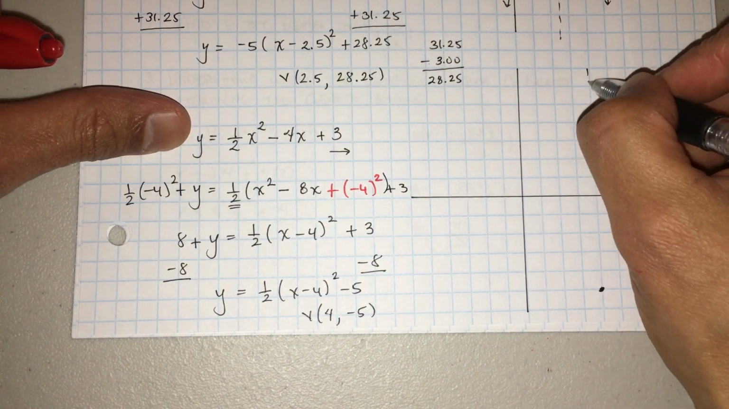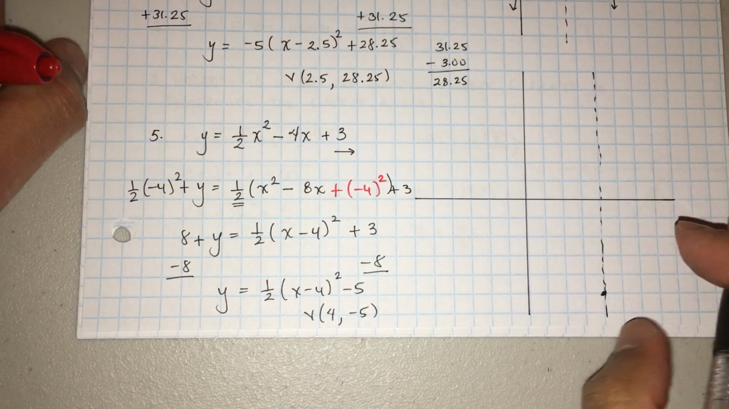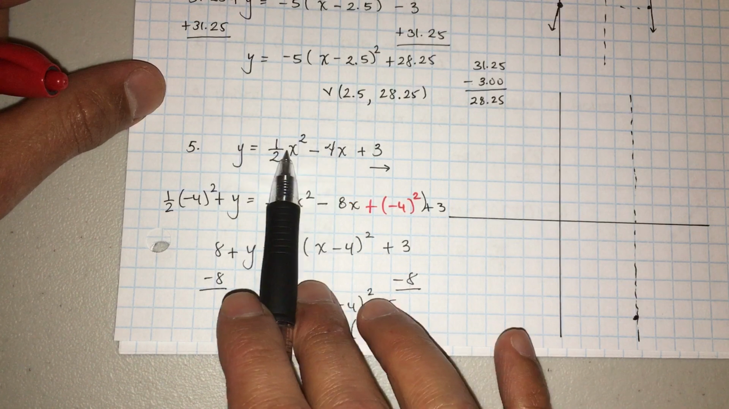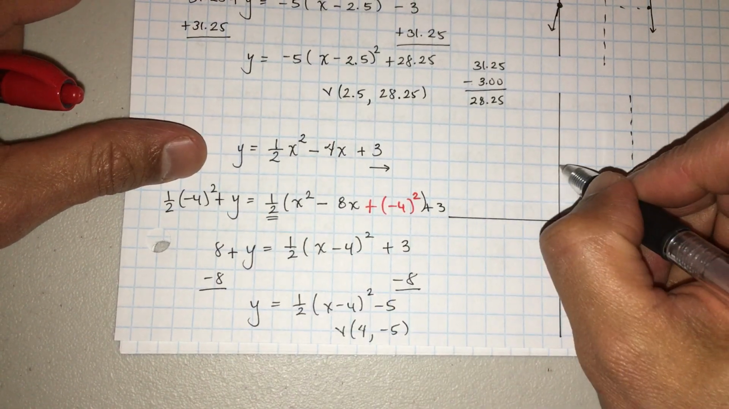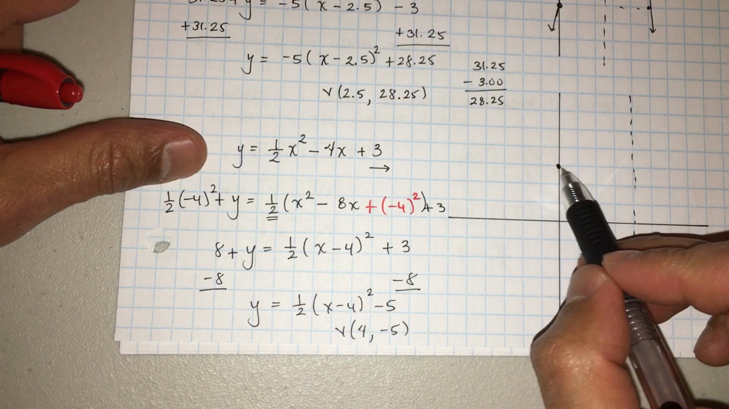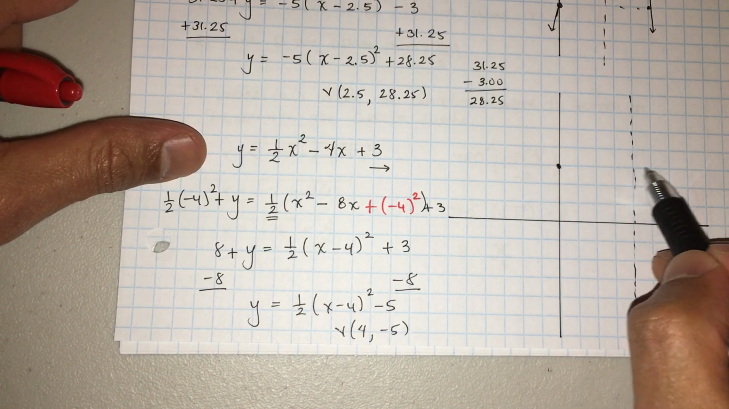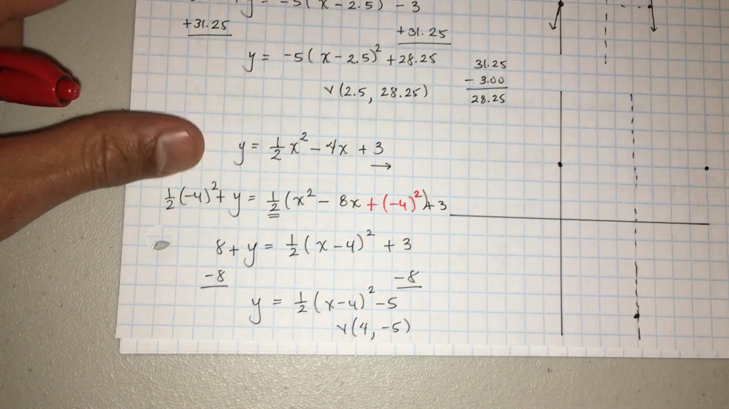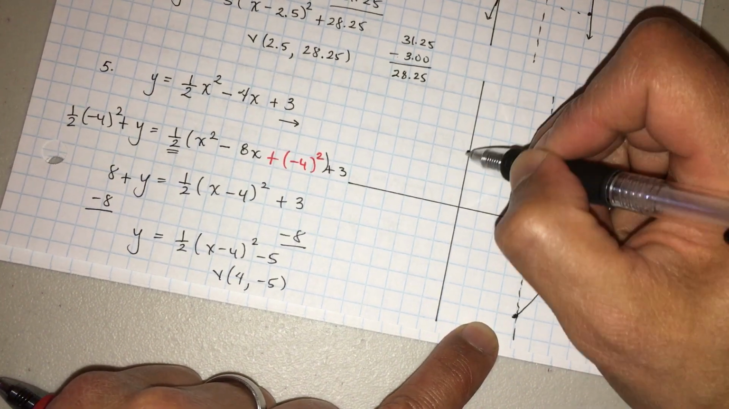This is my line of symmetry, mi línea simétrica right here. What's my y-intercept? Cuando la x es 0, me va a dar positivo 3. When x is 0, you plug it in, you get positive 3. So 1, 2, 3 is right here. So to the right, 1, 2, 3, 4. There it is, guys. And then go ahead and just try to connect it as best as you can right here.